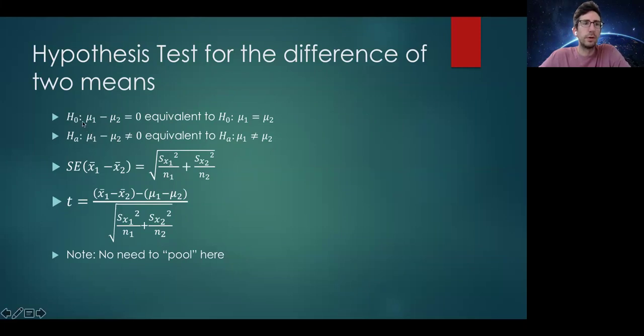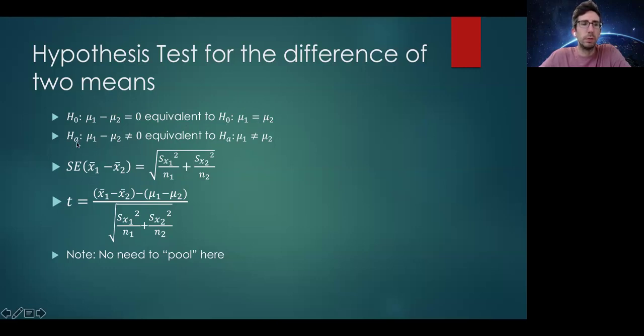Our null hypothesis is we're always going to assume that these things are equal to each other. So if the difference between them is equal to 0, you do a little bit of algebra, you add mu2 to each side, and you just get a simplified, equivalent null hypothesis that mu1 is equal to mu2. So we assume that they are the same.